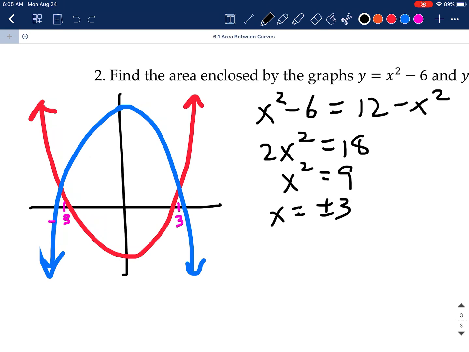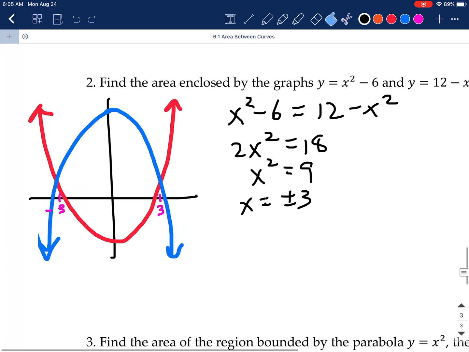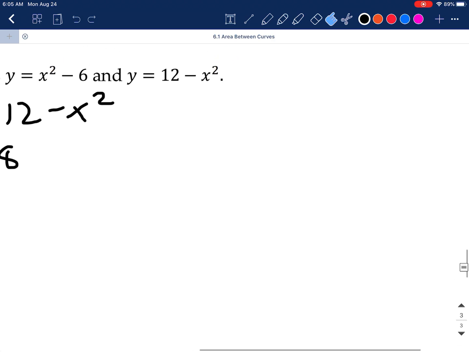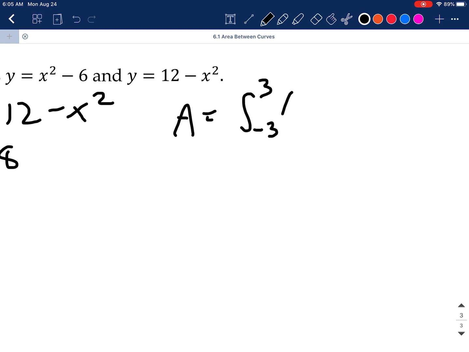And we have symmetry also. So we can actually use the even symmetry of both of these functions to make our integral easier. So we know we're integrating from -3 to 3. So the area is going to equal the integral from -3 to 3. My top function is the 12 minus x squared. And my bottom function is x squared minus 6.